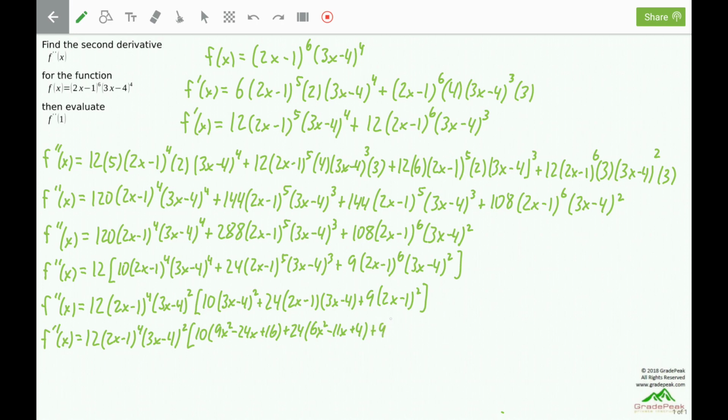And we have a 9 times 2x minus 1 times 2x minus 1. 2x times 2x will be 4x squared. We will have a minus 2x and another minus 2x. It's minus 4x, and then a plus 1.